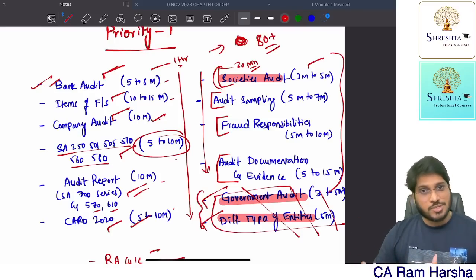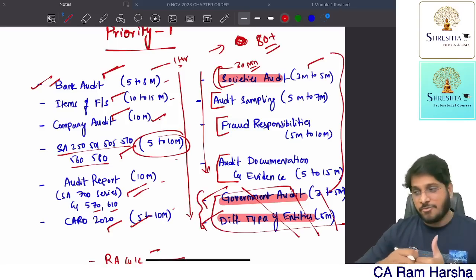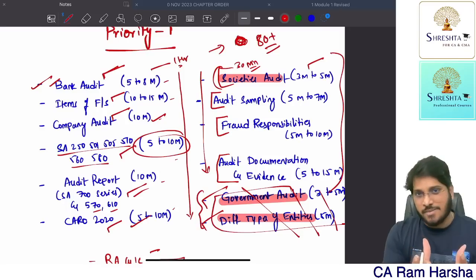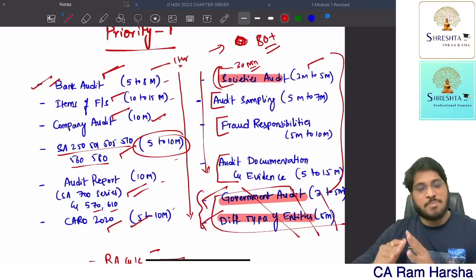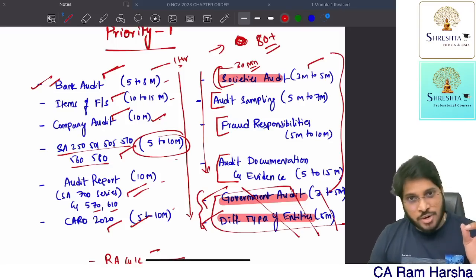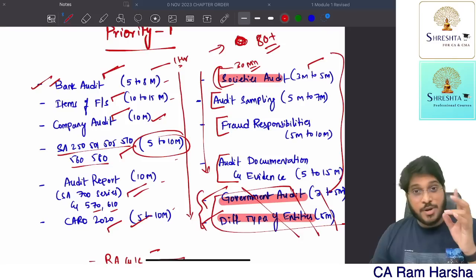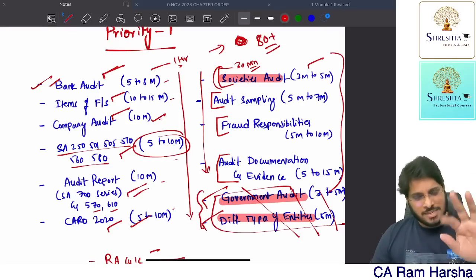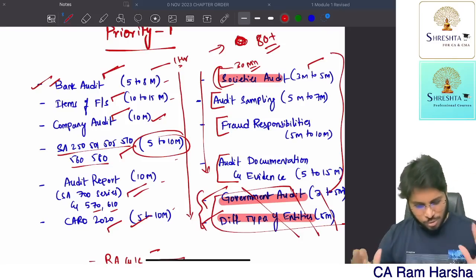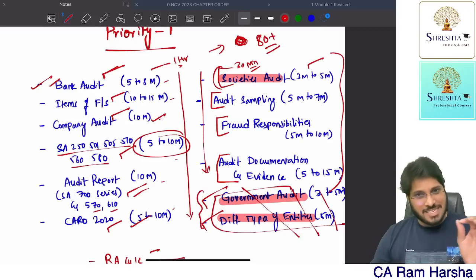I showed all the resources, and premiers will be playing from 6:30, 7 o'clock onwards, because after the exam some 2 hours margin time we will give. So some 7 o'clock onwards the premiers will start. So 7 o'clock bank audit premier will be there. Probably I can say 9 o'clock items of financials premier will be there. Then company audit premier will be there on the next day morning 7:38. I will be scheduling almost most of them. 250, 501, this will be premiering.